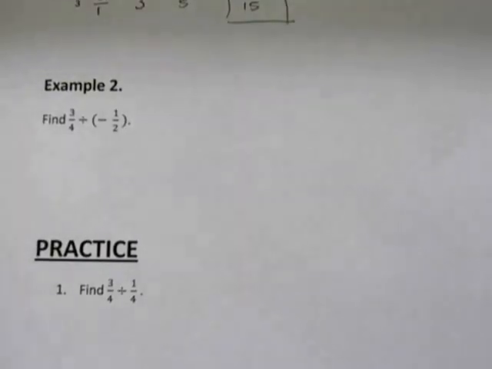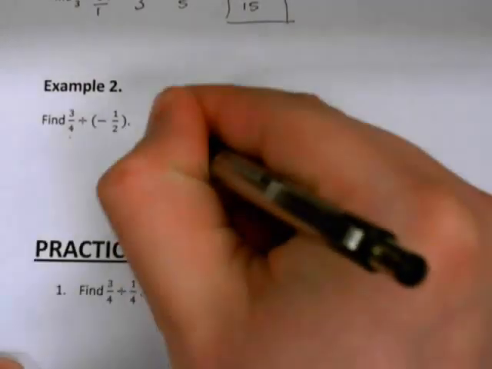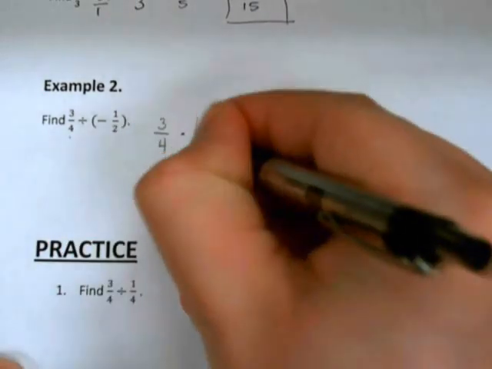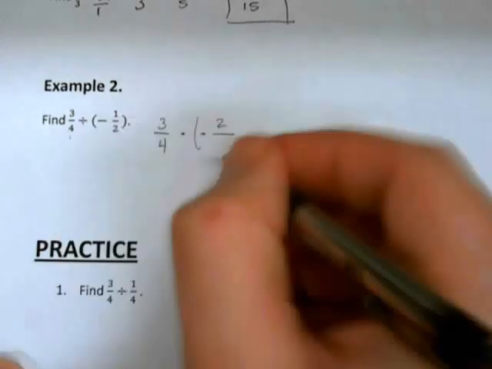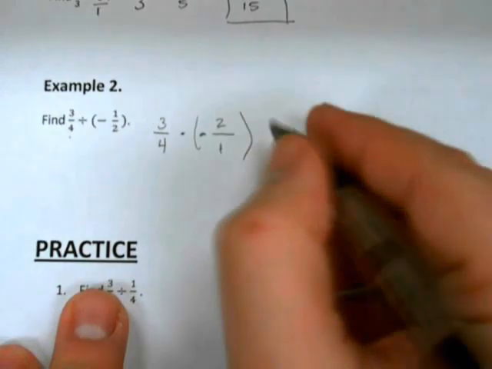All right, now we're going to do example 2, and we're going to add in a negative number. Oh, negative number. Okay, so we're going to take our first fraction, 3/4, and we're going to multiply that now by the reciprocal of the second one, which is a negative 2. The 2 goes in the top, 1 goes on the bottom. -2 essentially is what we're doing.